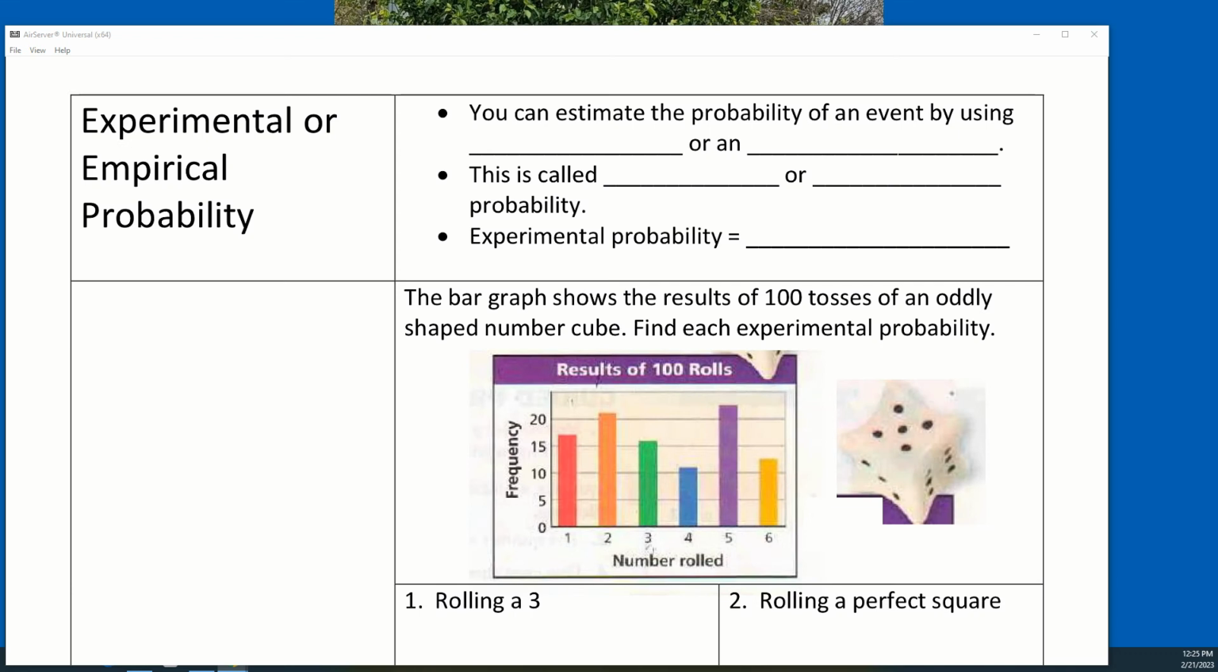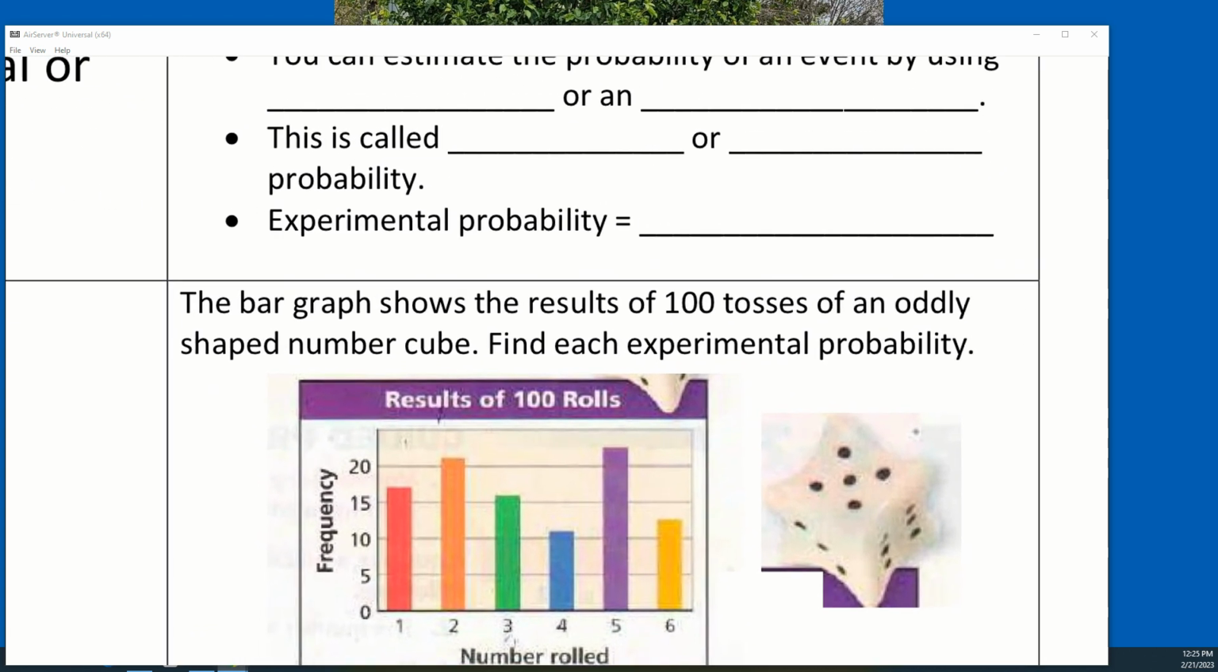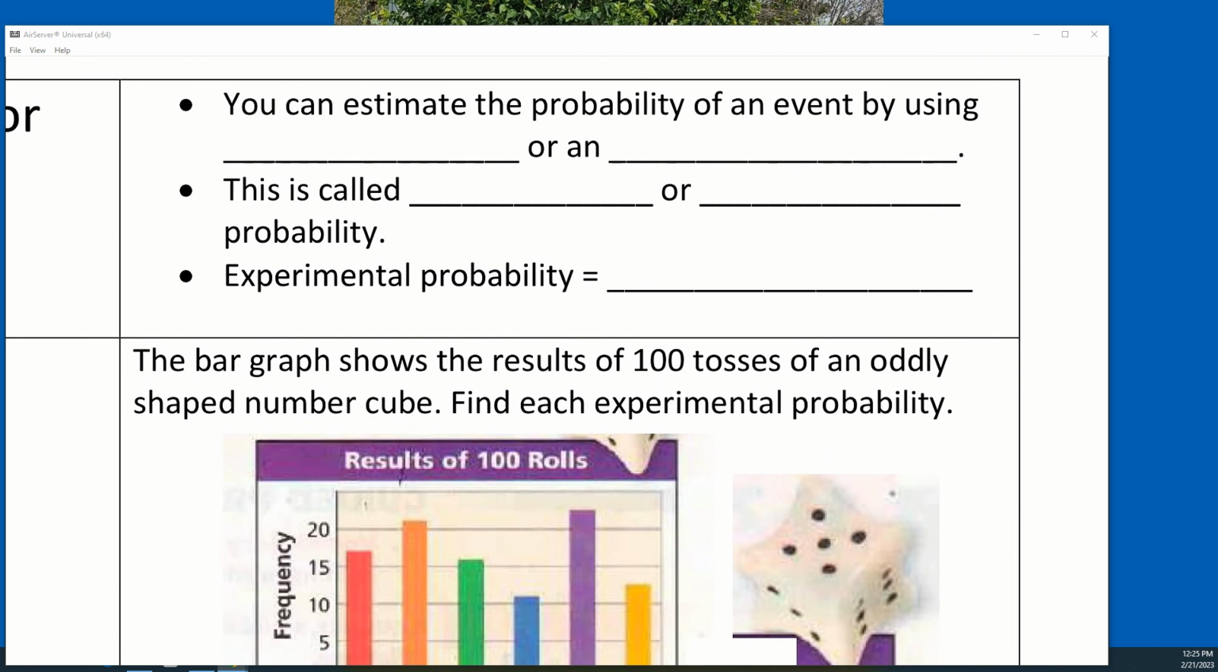All right, so today we're going to talk about two things. One thing is experimental probability, and then the other one is adding probabilities. So, experimental probability is when you use the results from an experiment to figure out the probability.